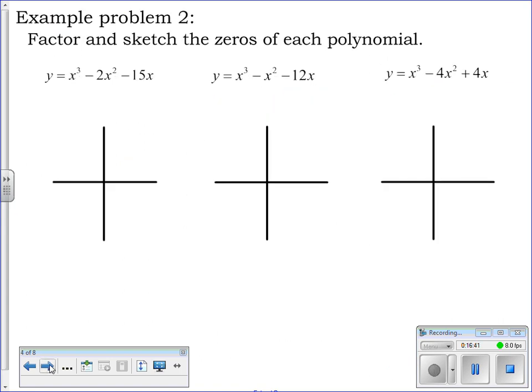Ooh, you done? Perfect timing, because I didn't want to do this while you were doing that. Because now we get to factor and find our zeros from our factoring.